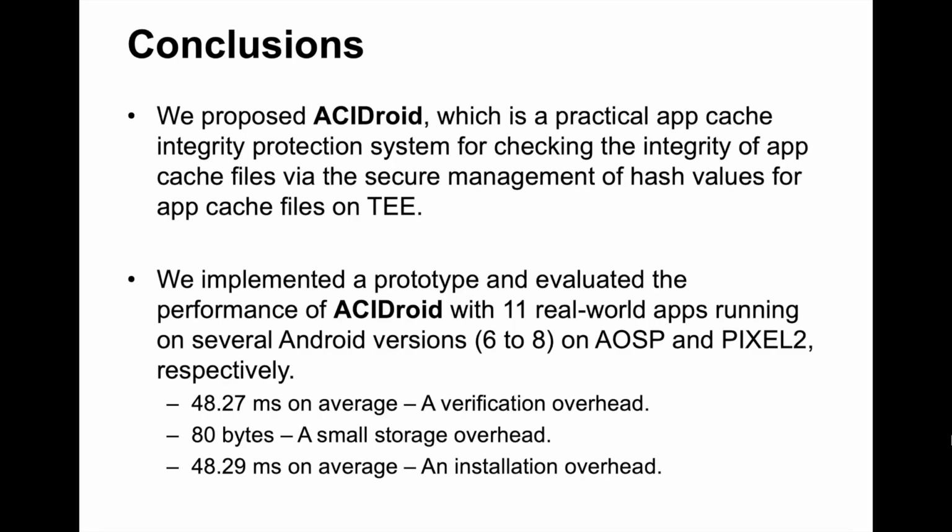Let me show you our conclusions. We proposed ACIDroid, which is a practical app cache integrity protection system for checking the integrity of app cache files via the secure management of hash values for the app cache files on trusted execution environment. We implemented a prototype and evaluated the performance of ACIDroid with 11 real-world apps running on several Android versions on AOSP and Pixel 2 respectively.